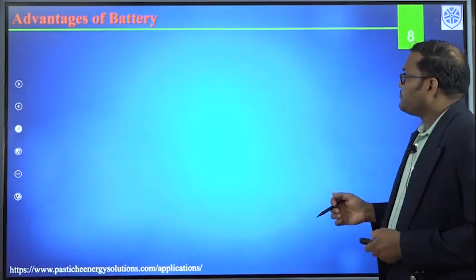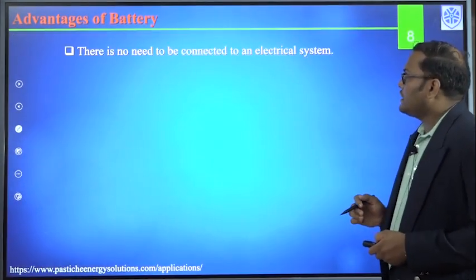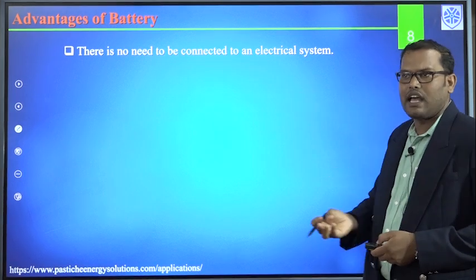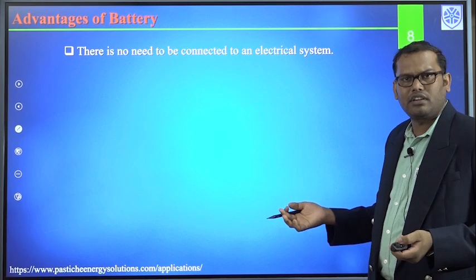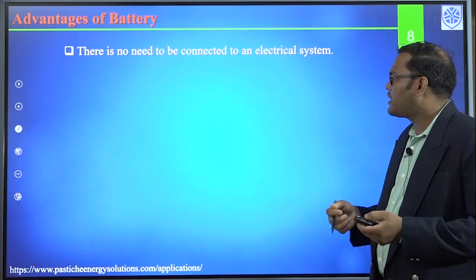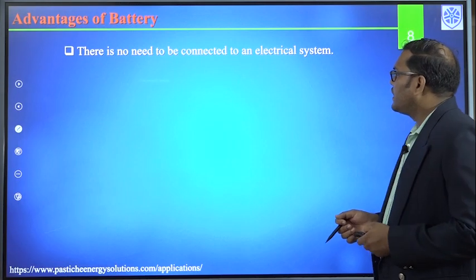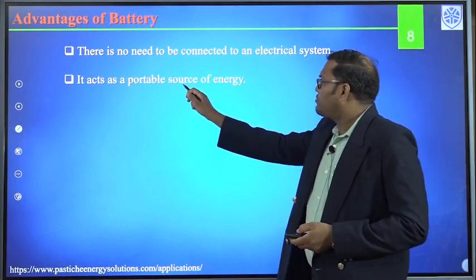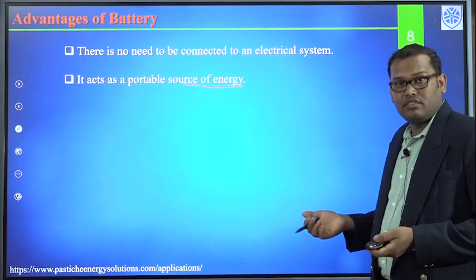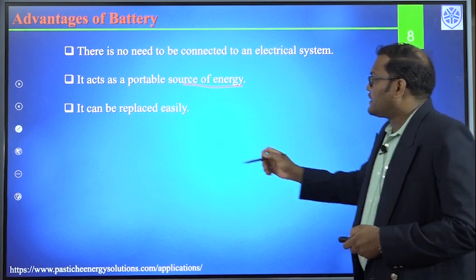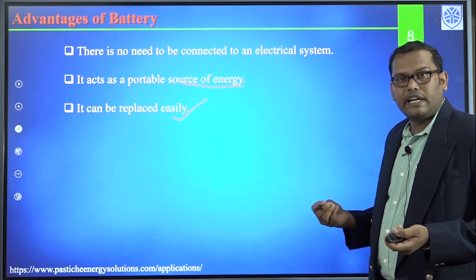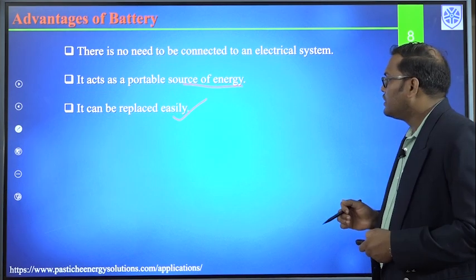Okay. Right. So, what are the advantages of batteries? There is no need to be connected to an electrical system. You can just use it wherever you want. You need not connect your device to any electrical system. If you have a battery, you can connect to that and use it. So, it acts as a portable source of energy, so it is a mobile device. It can be replaced easily; if it is not working or it is dead, you can remove it and replace it with a new one.